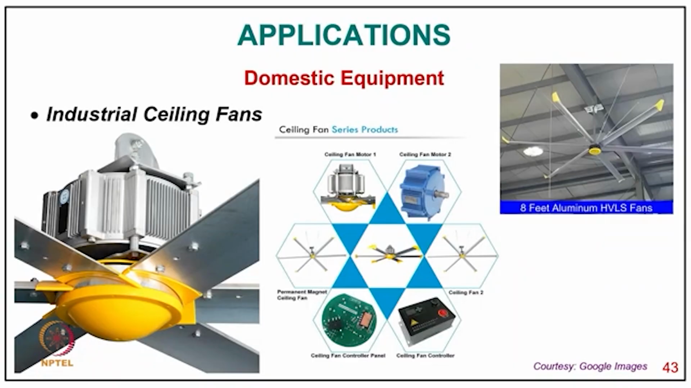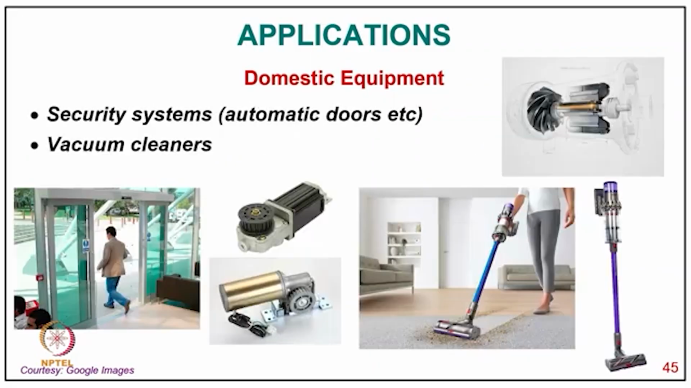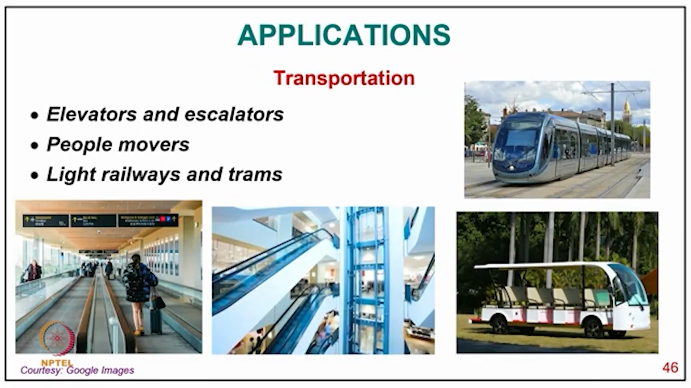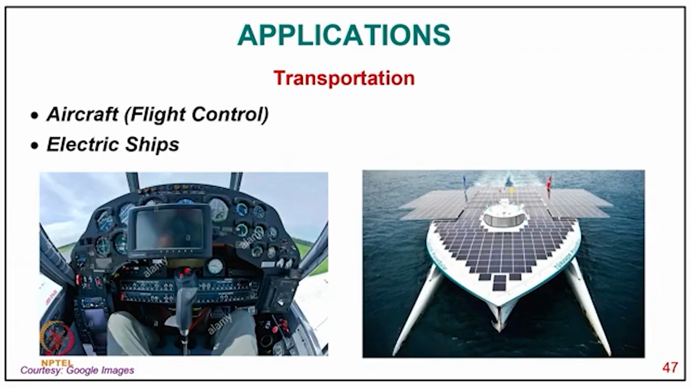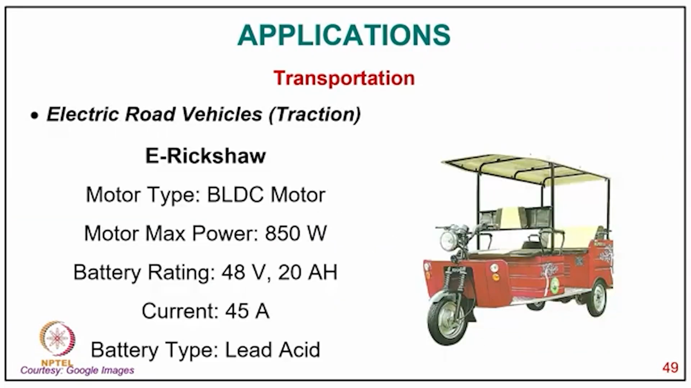Then the industrial ceiling fans, as you can see the typical photographs and the type of fans in the large 8-feet aluminum HVLS fans you might have seen at the airport. Then the domestic industrial fan, exhaust fans. Then the security system, automatic door closure or vacuum cleaners, as you see it here because of high efficiency only. Then in transportation for elevator, escalator, people movers, and light railway and trams. Then the aircraft like flight control and electric ship. Then typically for aircraft, more electric aircraft, full electric aircraft, and electric ship, as you see in the photograph.